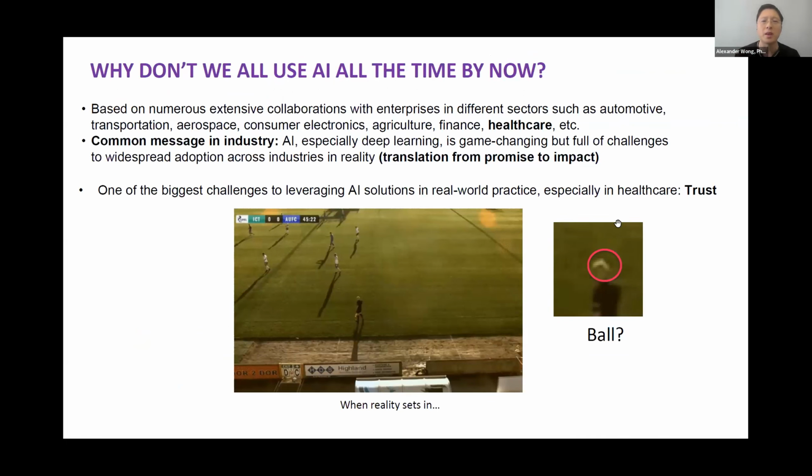So there's been a big gap between translation from promise to impact. And one of the biggest challenges that has always been raised to leveraging AI solutions in real-world practice, especially in healthcare, has been the notion of trust.